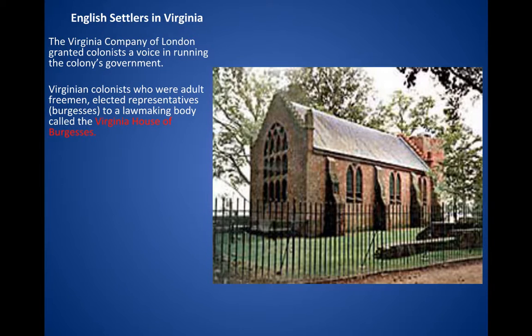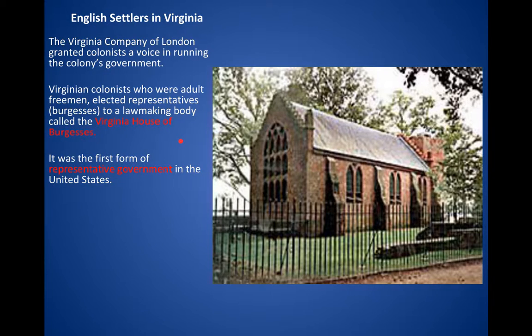These Virginian colonists, who were adult, free men, elected representatives or burgesses to a lawmaking body called the Virginia House of Burgesses. So adult men could vote and be representatives of the people in these Virginian colonies to this Virginia House of Burgesses.